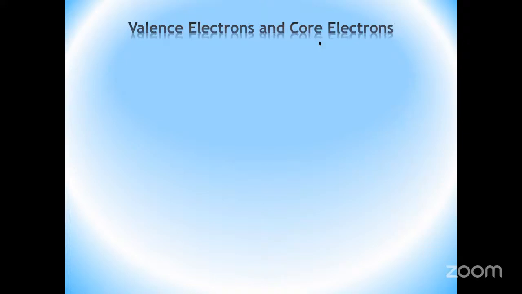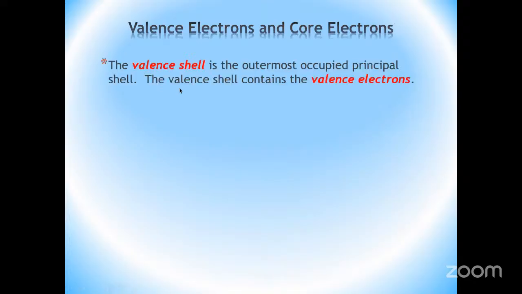All right, so it is very important for you to be able to distinguish between what are known as the valence electrons and the core electrons. Now, the valence electrons belong to what is called a valence shell. The valence shell is the highest energy shell that is occupied by electrons. The electrons located in the valence shell, we call valence electrons.